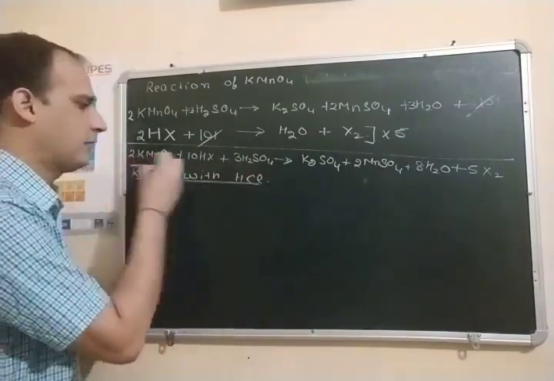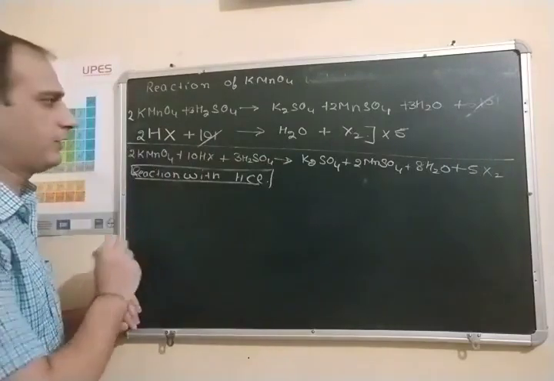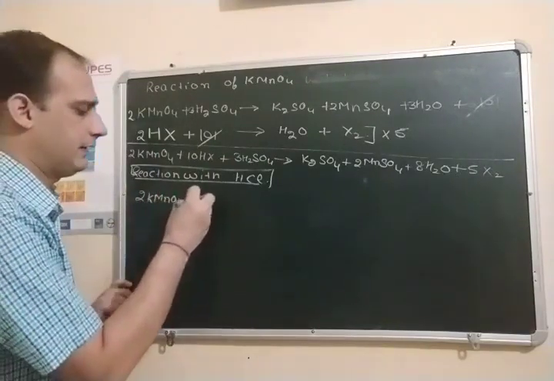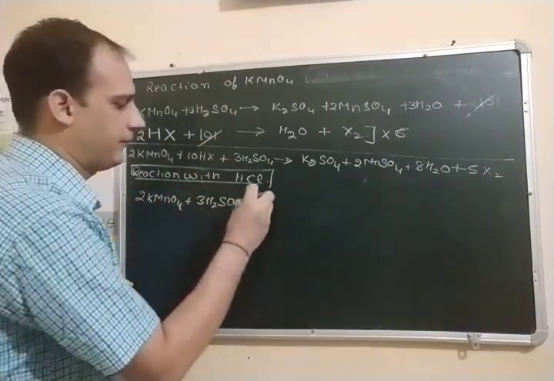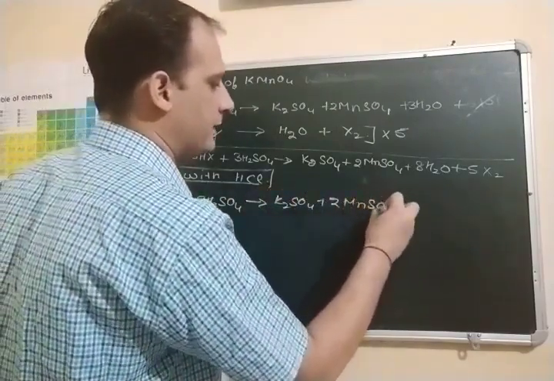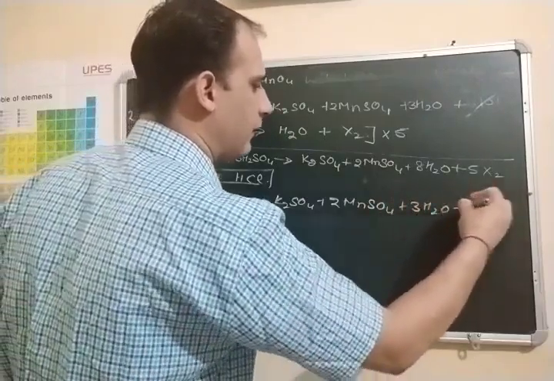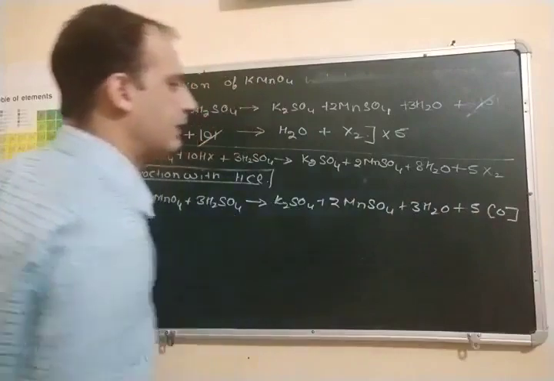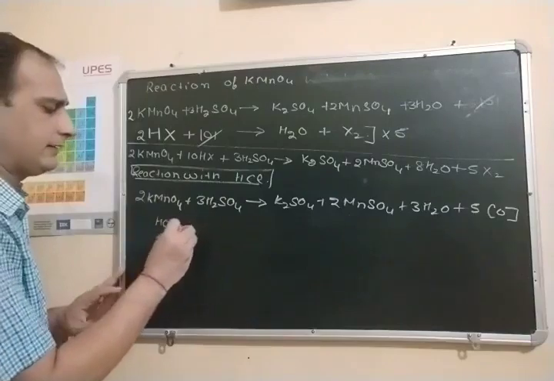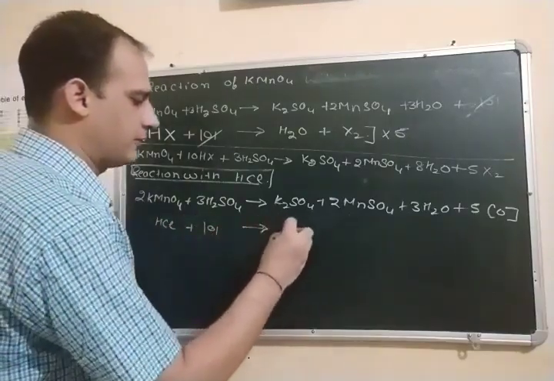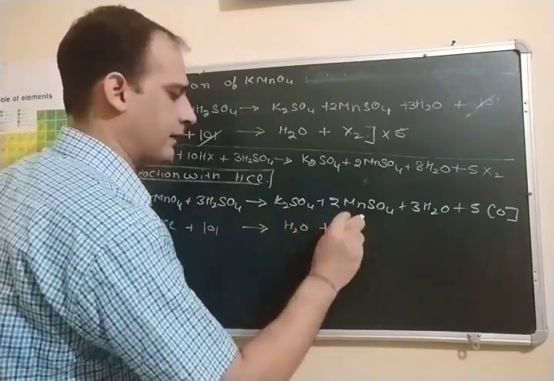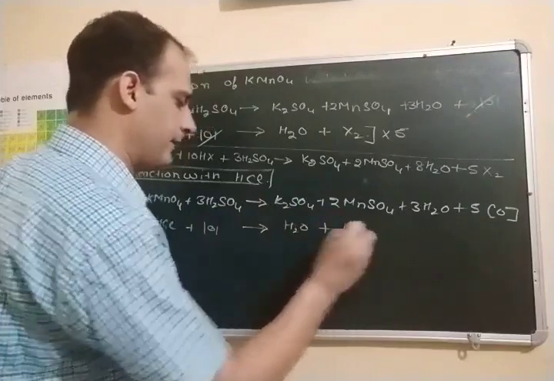If we talk about the reaction with HCl, then see what will happen. The first reaction will remain the same: 2 KMnO4 plus 3 H2SO4 will form K2SO4 plus 2 MnSO4 plus 3 H2O along with the formation of 5 nascent oxygen. And in the second step, now instead of HX, what do I have to take? I have to take HCl, and this HCl will react with nascent oxygen to form H2O along with the formation of X2, that is Cl2, and you have to balance the equation.